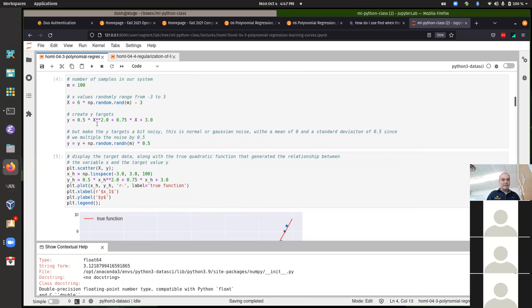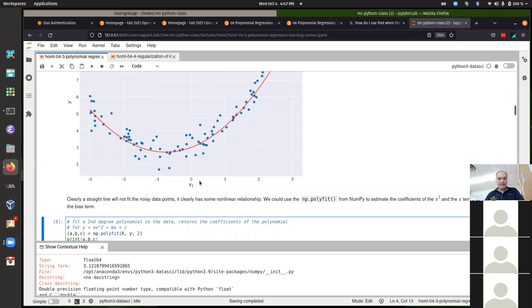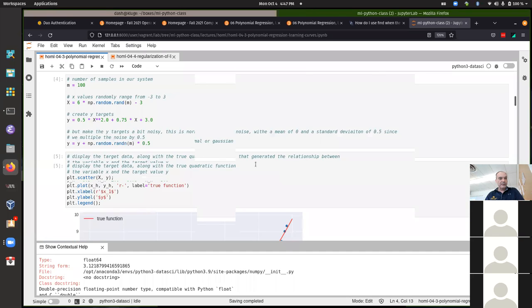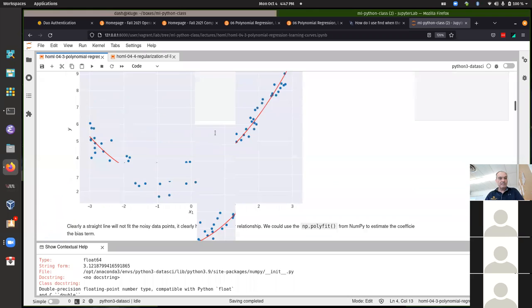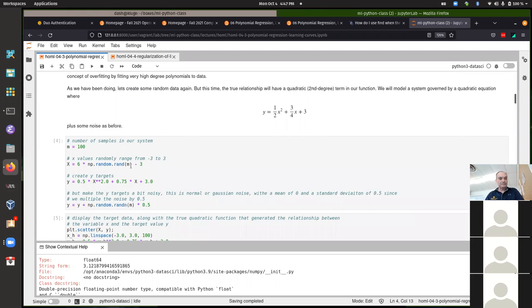So, oh, no, I'm wrong. The X only has one column. So yeah, I'm wrong about that. In this case, X is just going to be the values that we're doing our range of our function over, so -3 to 3 in this case, but chosen at random for our example here.